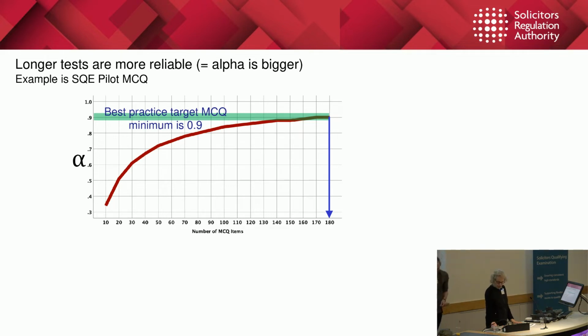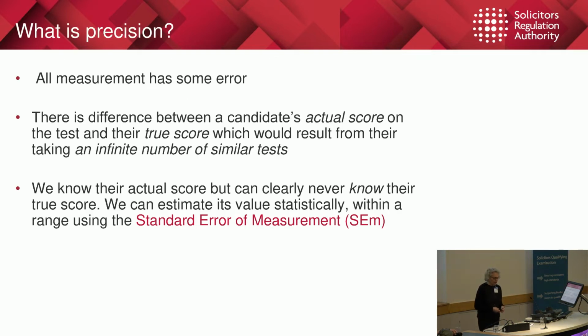Okay, I'll go on then to accuracy, or precision. That's the other basic concept, I guess, in national licensing exams. It's based on the idea that all measurement has some error. So there's a difference between a candidate's actual score and their true score. We can never know their true score, but we can measure how big the error is around it.